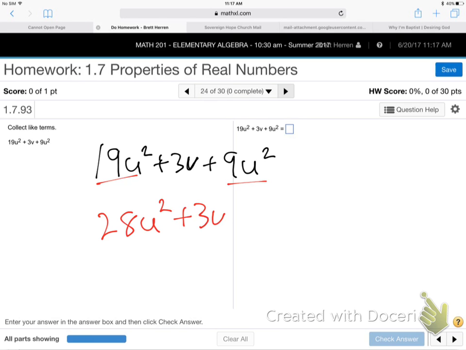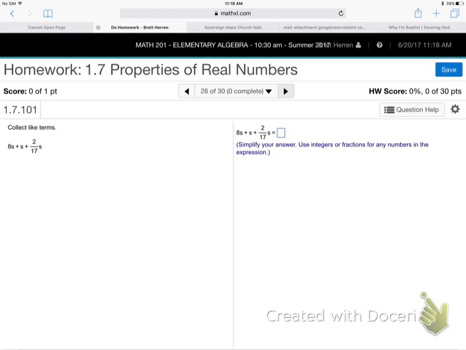Good. Questions? No? Ones. So let's see. So 8s. I wish they wouldn't use s. My s's look like 5s. 2/17 s. Okay. So we're adding up a bunch of like terms there.